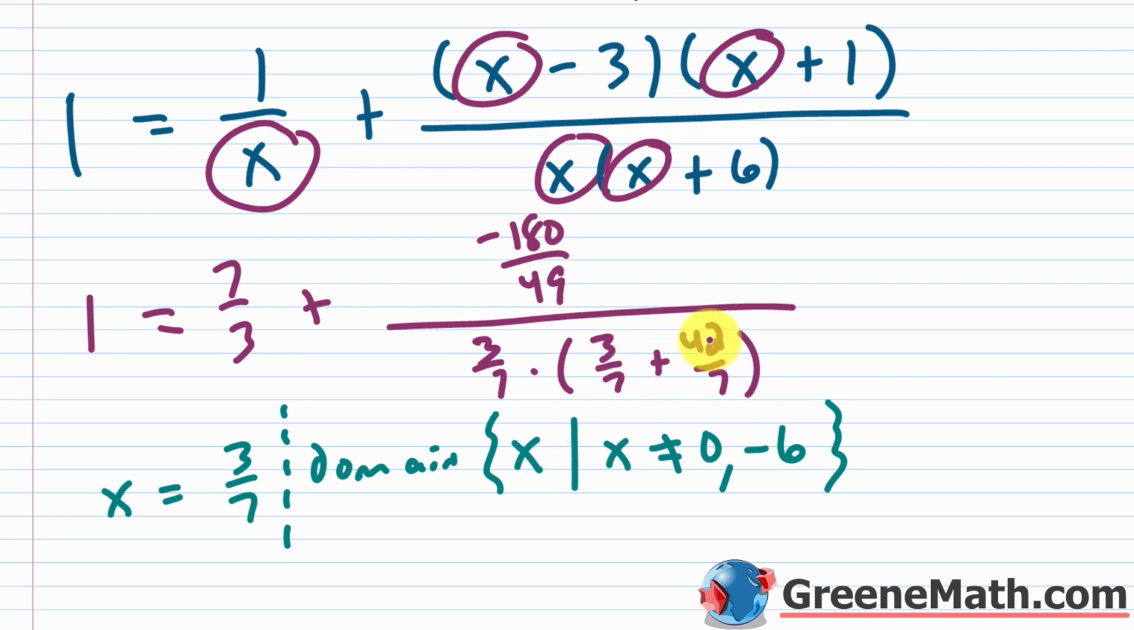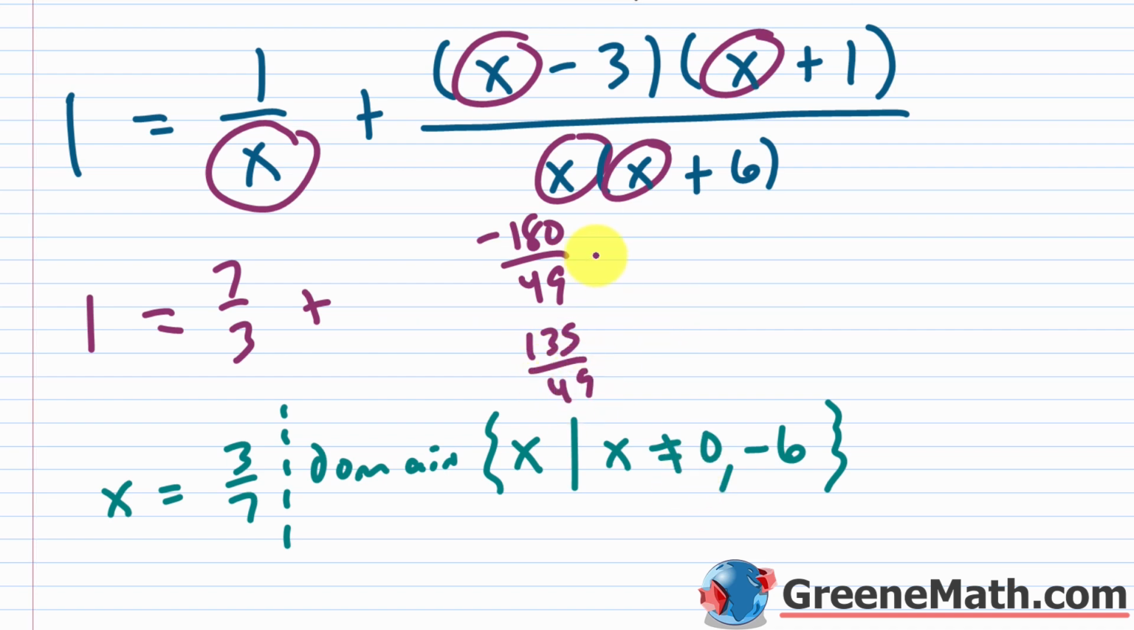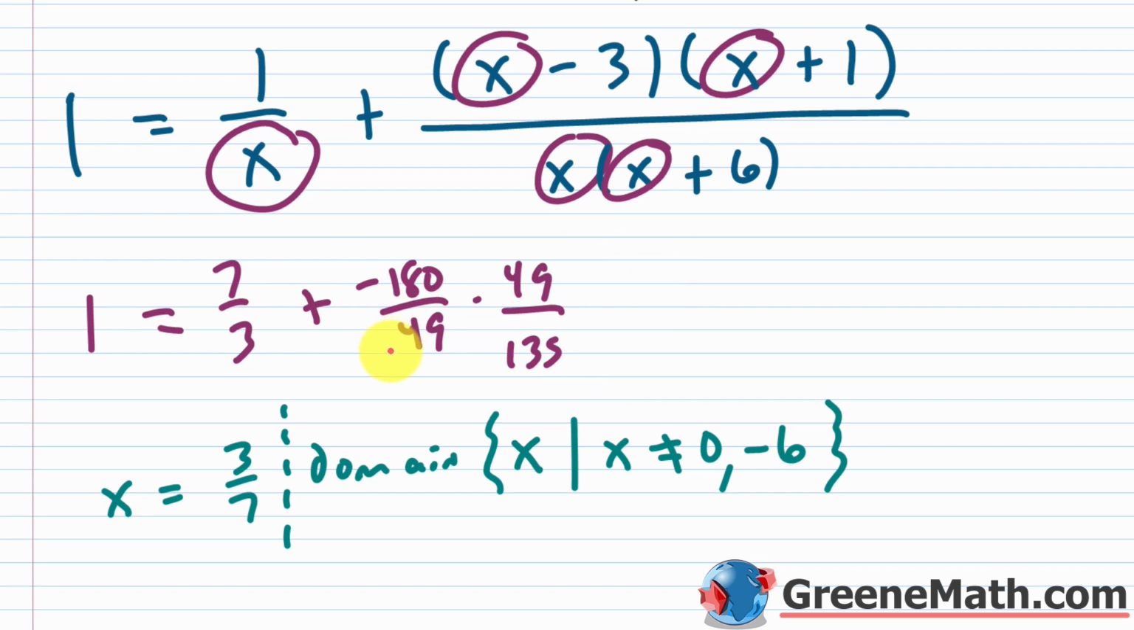Down here, 3 plus 42 is 45. So this would be 45 over 7. And if I multiply here, nothing's going to cancel. So 3 times 45 is 135, and that would be over 7 times 7, which is 49. So this is 135 over 49. We're going to take this and multiply by the reciprocal of this and see what we get. So let's cancel this with this.